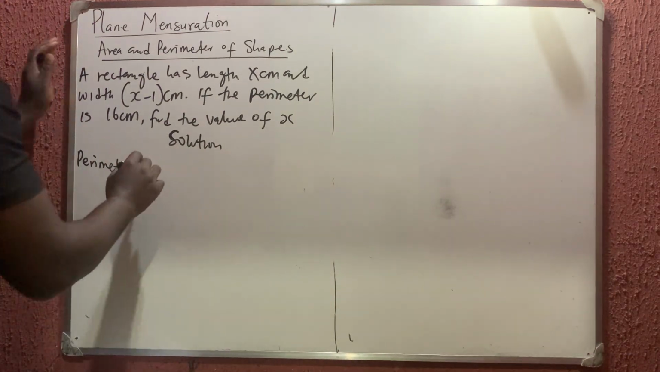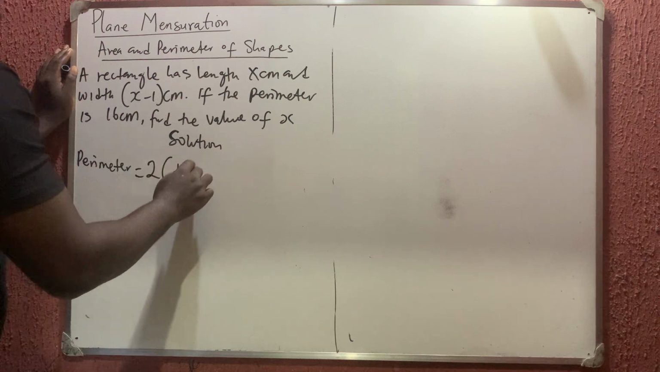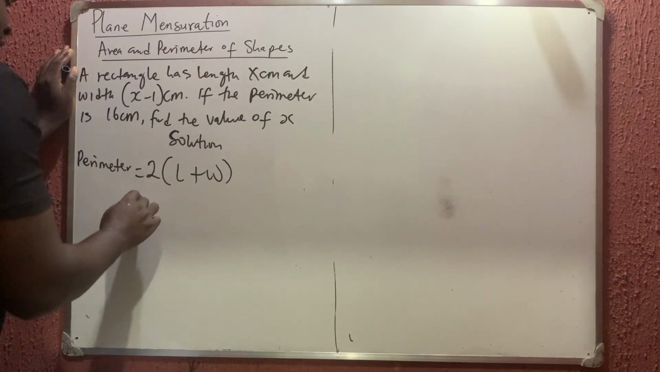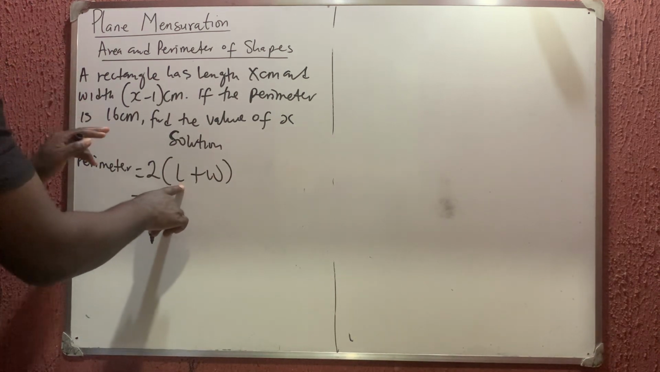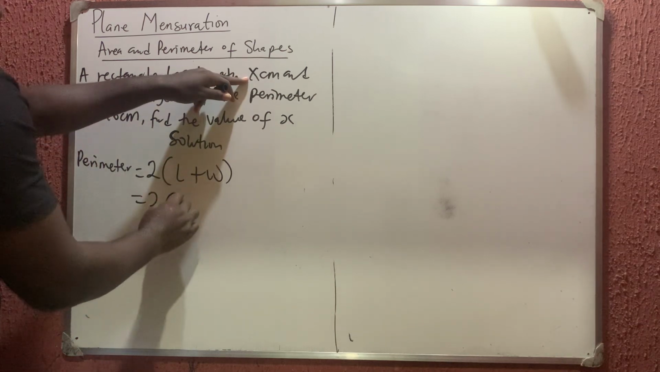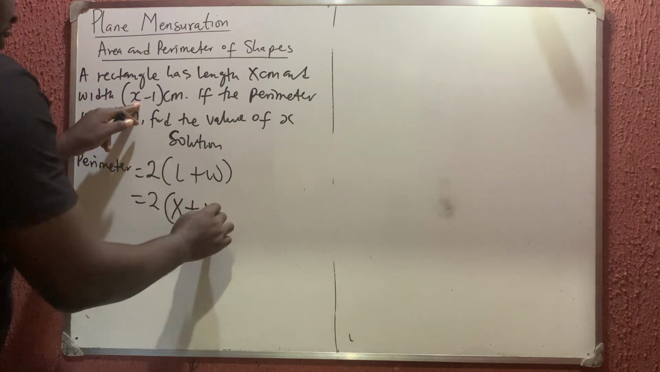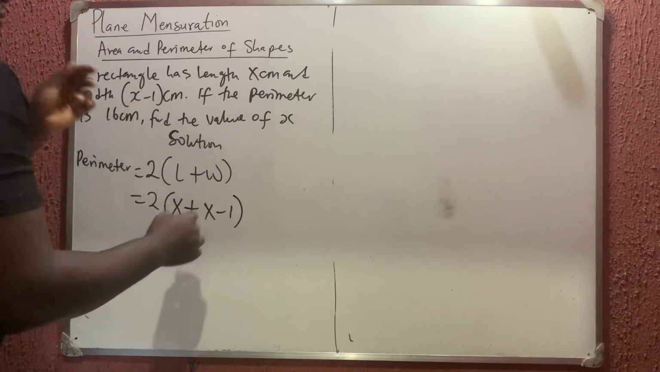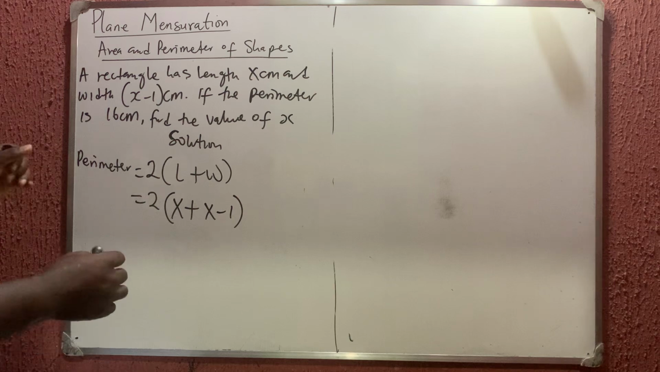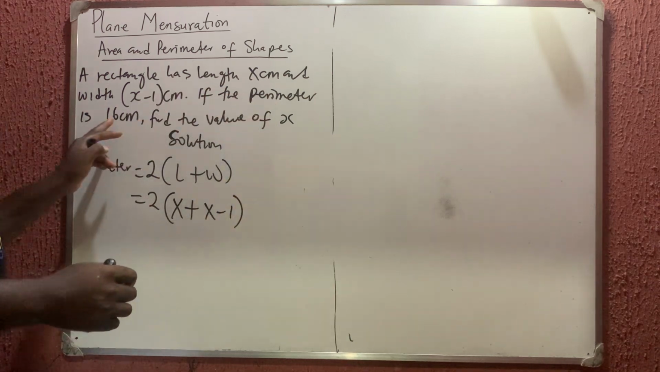We know that the formula is 2 in bracket of L plus W. So we have 2 in bracket of my L, the length, which we have as x, plus the width W, which is x again minus 1. So any method will give us the same answer. But don't forget that they gave us that the perimeter is 16.